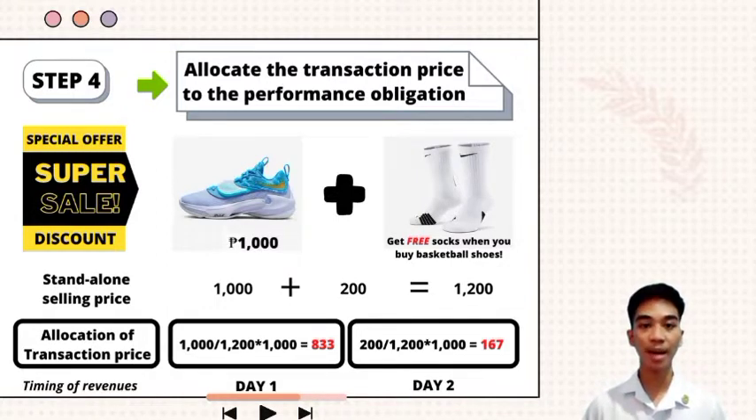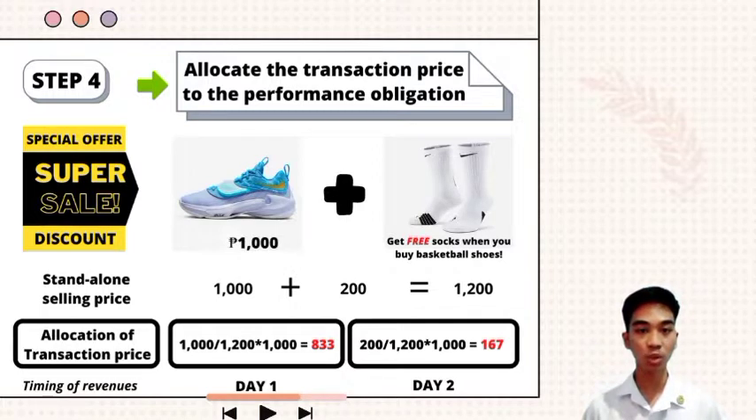So, in this example, we have a total of 1,200 standalone selling price. And we need to allocate the 1,000 na ibabayad mo based on the relative price na 1,200. So, for the basketball shoes, we use the standalone selling price of shoes na 1,000 divided by the total standalone selling price na 1,200 and multiply that with the transaction price of 1,000. So we get the 833 pesos allocated to the shoes.